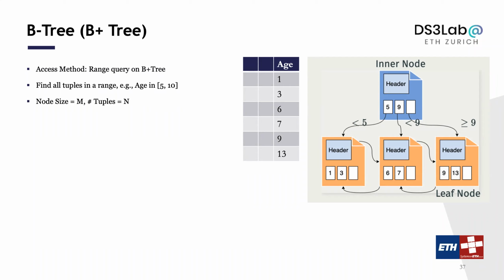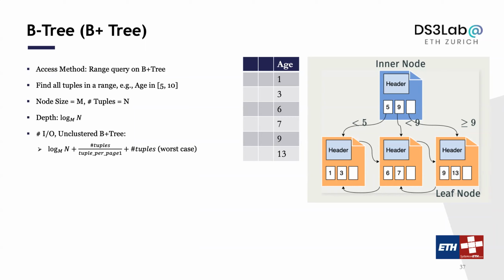In this case, again, assume the node size of the B+tree equals m, and the number of tuples equals n. So again, the depth of the tree is log_m n. So assuming you have an unclustered B+tree, what is the performance model? Essentially, what do I need to do?